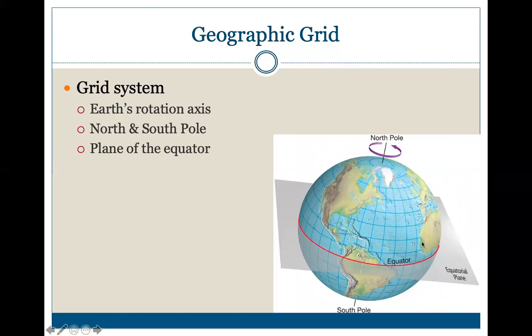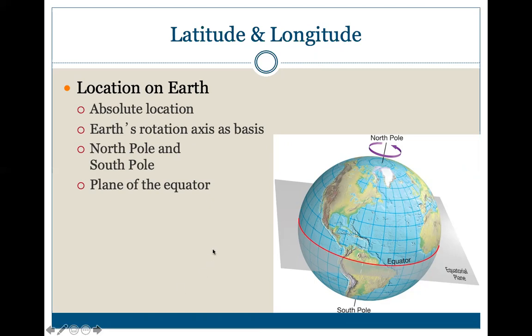Well, the Earth is also spinning, creating its rotational field of gravity, which is called the plane of the equator. So let's look at the geographic grid. The geographic grid creates what they call absolute location.